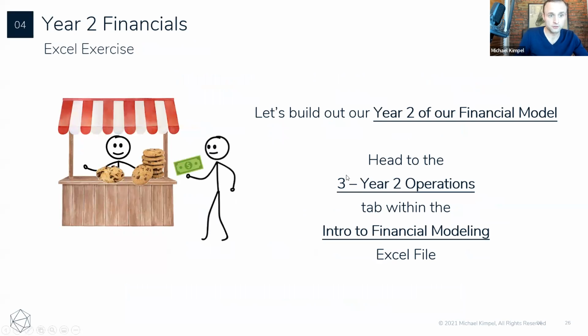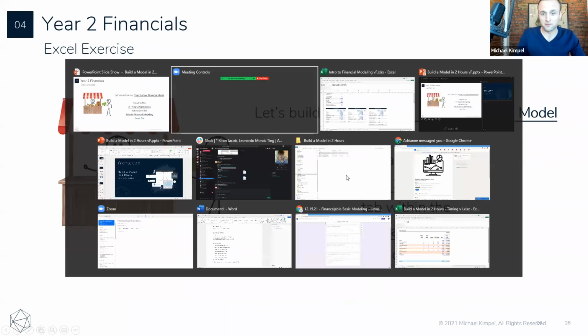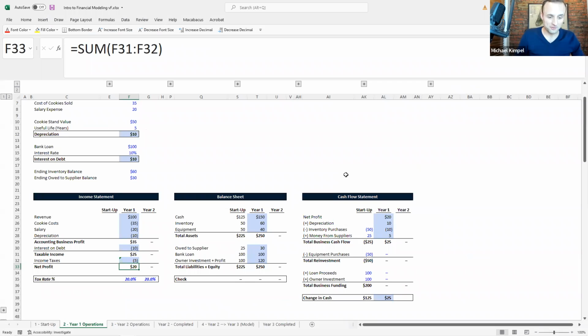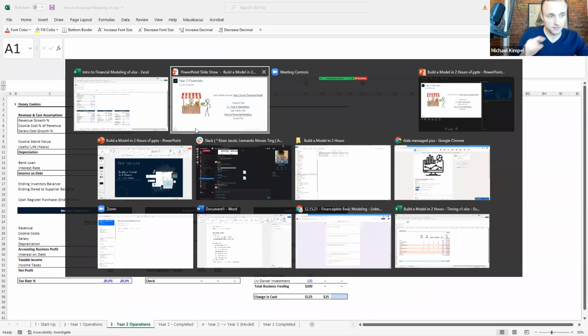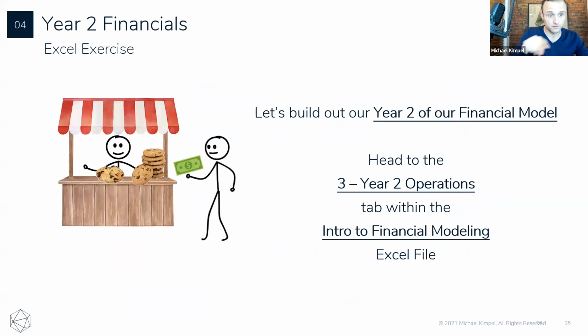Okay, let's jump back to the model. Now we'll build our almost model. We're almost there. So let's go to tab 3. We're going to go to year 2 operations, and let me just jump back. Someone asked a question here. And if the answer I'm about to give doesn't answer the question, I think it'll actually make more sense when you see it in Excel as well.